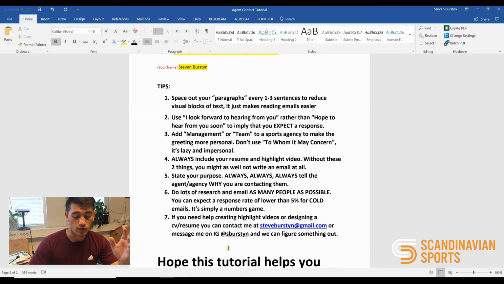I hope this tutorial helps you guys out, and happy agent hunting. It's not going to be the easiest process, and chances are you might not even get anything out of it. The best way to go about these things is to keep trying. So good luck, guys.